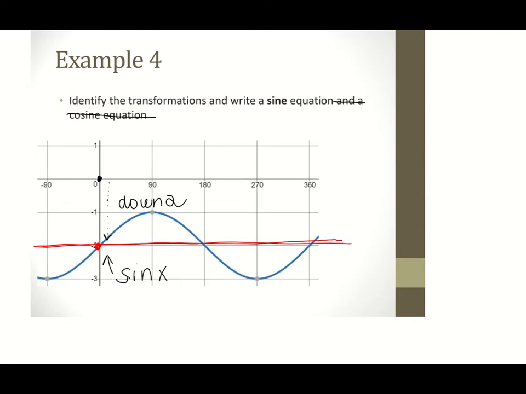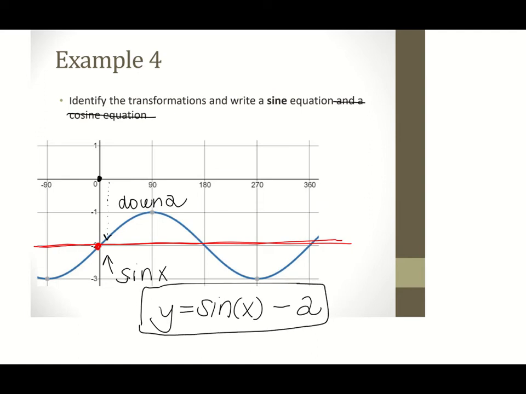So if we go ahead and write this equation, we have y equals, we don't have any amplitude, so we don't have to multiply. We just have sine of x minus 2. And we need these parentheses here because that minus 2 needs to be on the outside of x, since we'll get to what happens when it's on the inside. So minus 2 is on the outside, meaning it moves down.